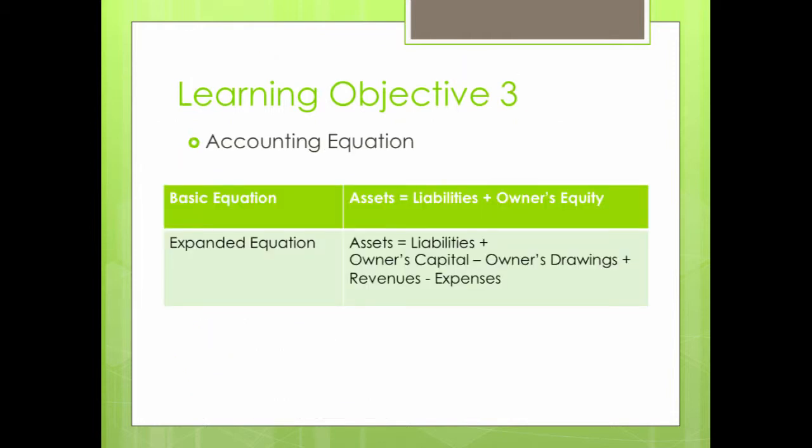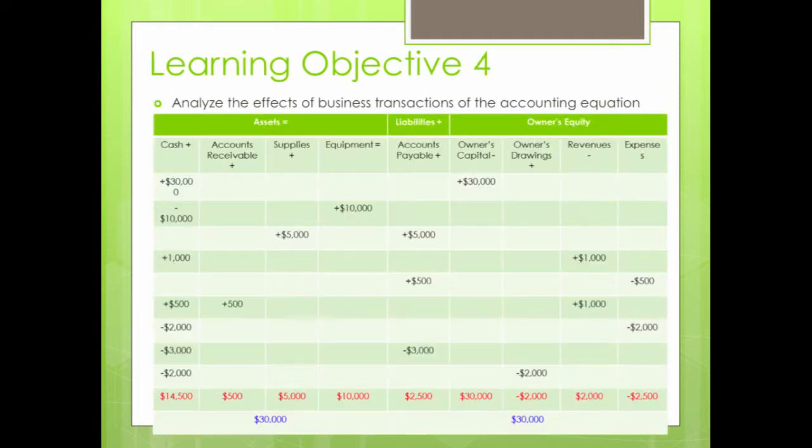This is the accounting equation that we will work with for the remainder of the semester. We cover the basic accounting equation, which is assets equals liabilities plus owner's equity, and the expanded equation, which is assets equals liabilities plus owner's capital minus owner's drawings plus revenues minus expenses. We analyzed transactions and recorded them in tabular form, just like you see here.